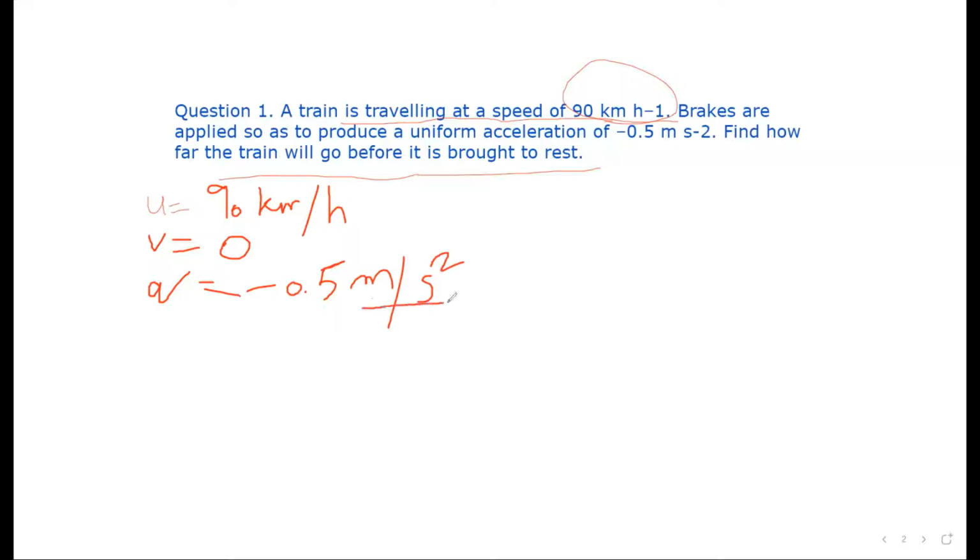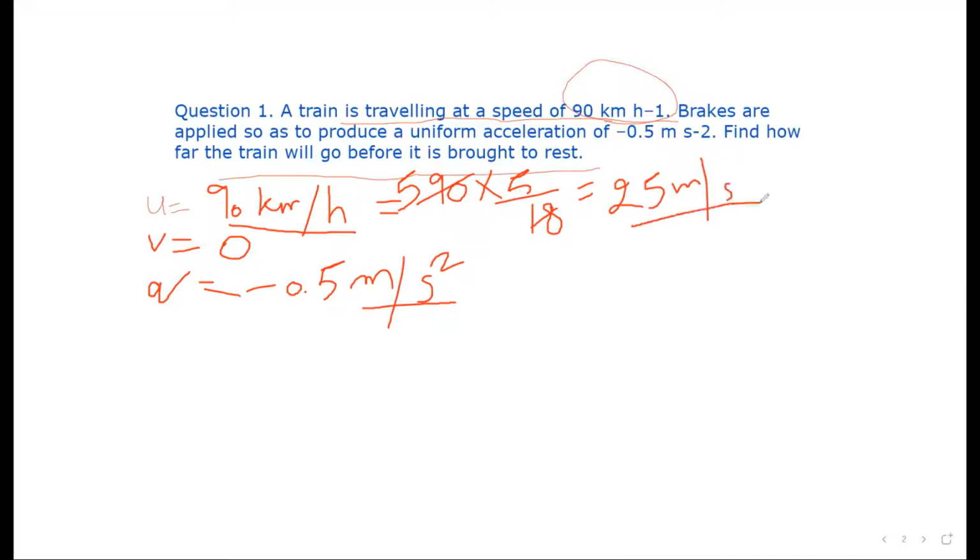Now you can see here the acceleration is given in meter per second square, which is an SI unit. So we have to convert this 90 km per hour also into the SI unit, that is meter per second. You know how to do that. You simply multiply the number by 5 by 18, and then 5 into 5 gives 25 meter per second. So you will use the speed in meter per second.